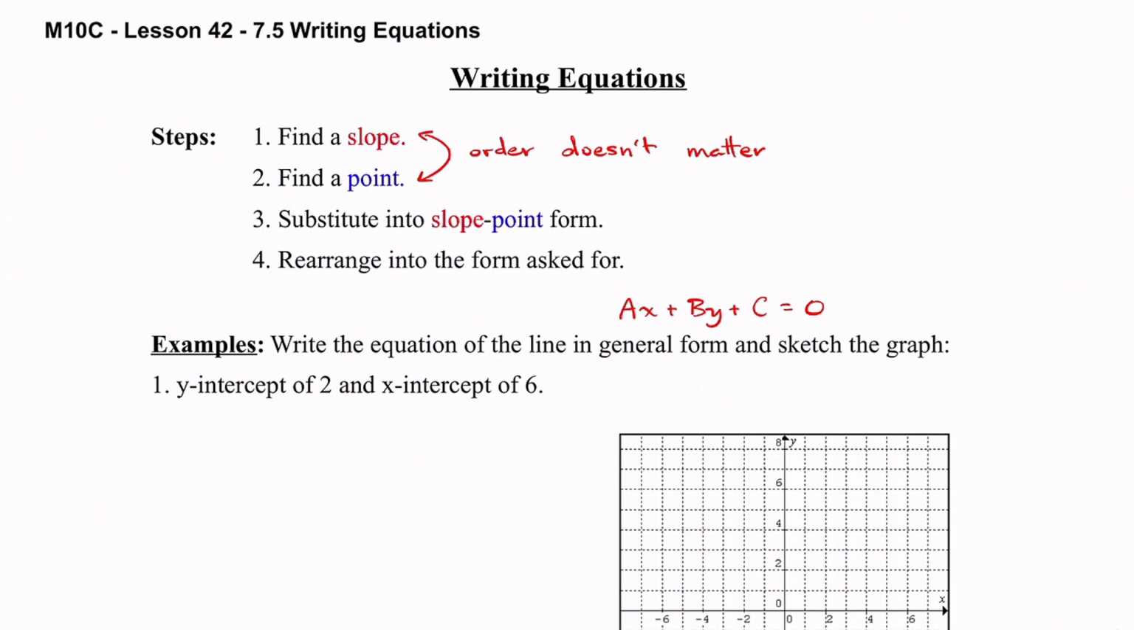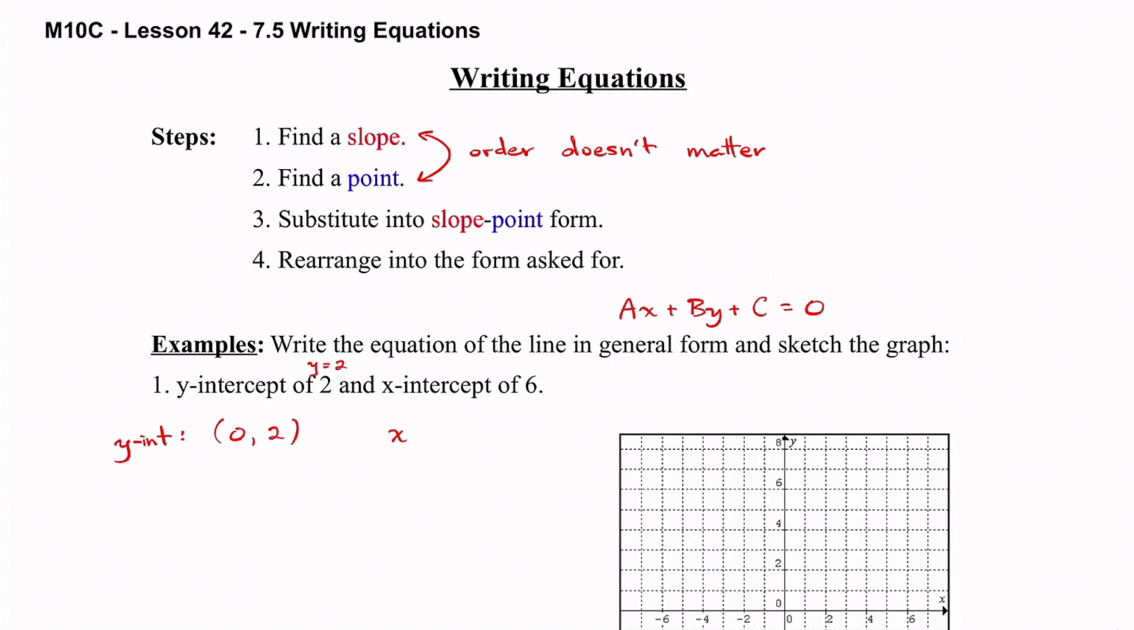So we're going to come up with our equation, and then we're going to sketch it, and we're given this information for number 1. The y-intercept is 2, and the x-intercept is 6. So they basically just gave us 2 points. I'm going to write that out. We got the y-intercept at 2, and that's when x is 0. So it's at (0, 2). There's our first point.